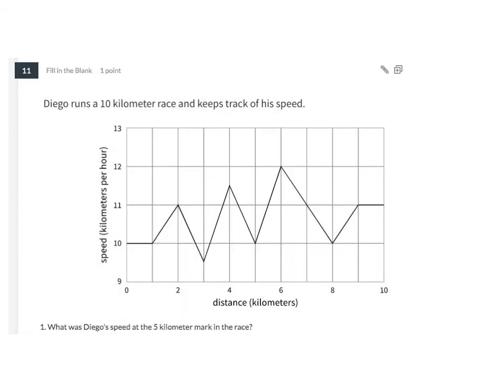All right, number 11, Diego runs a 10-kilometer race and keeps track of his speed. As you can see, the speed is changing depending on where he is in his run. What is Diego's speed at the 5-kilometer mark? So our input is 5. This would be 5 here, right? And then what goes along with that? His speed would be 10 kilometers per hour.